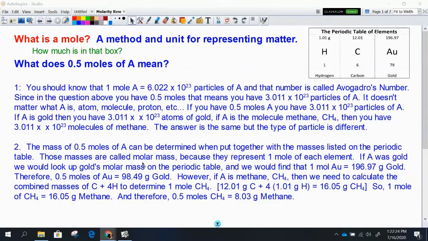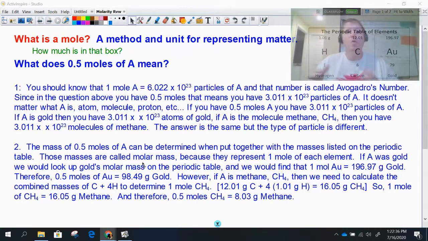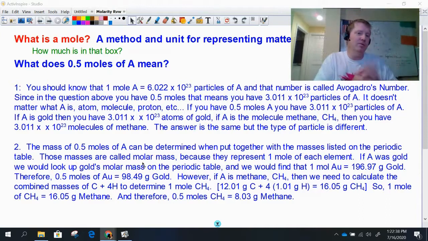So you take the mass from the periodic table, chop it in half, and you have half a mole, 8.03 grams of methane. Okay, so we've kind of reviewed how to figure out what is in a mole. We could use Avogadro's number, 1 mole is 6.02 times 10 to the 23rd, or we could use the molar masses from the periodic table, taking into account if it's a molecular or ionic compound, those subscripts have to be factored in.